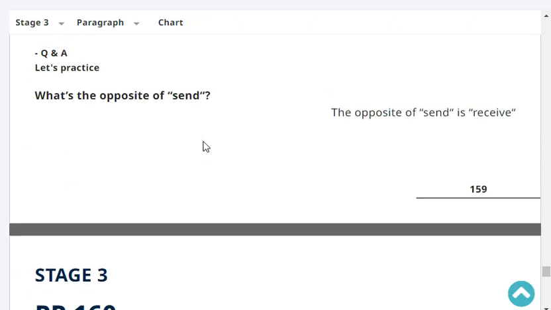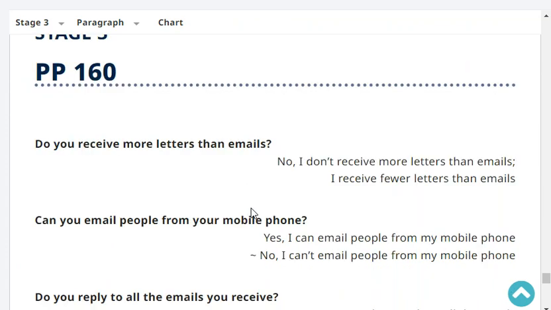What's the opposite of send? The opposite of send is receive. Do you receive more letters than emails? No, I don't receive more letters than emails. I receive fewer letters than emails.